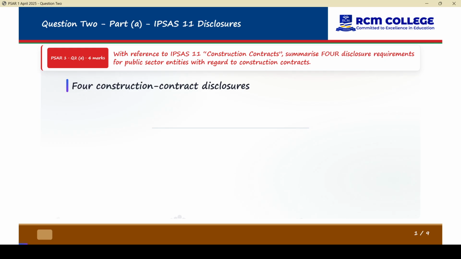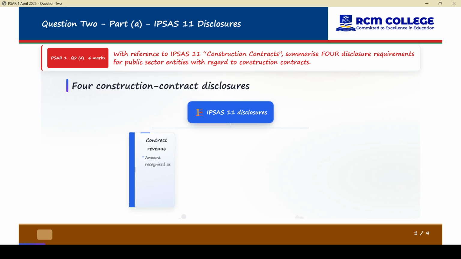So, this is question two, past paper, public sector accounting and reporting, April sitting. It's question 2A. The question asks: with reference to IPSAS 11, construction contracts, summarize four disclosure requirements for public sector entities with regard to construction contracts. So what are these four disclosure requirements?